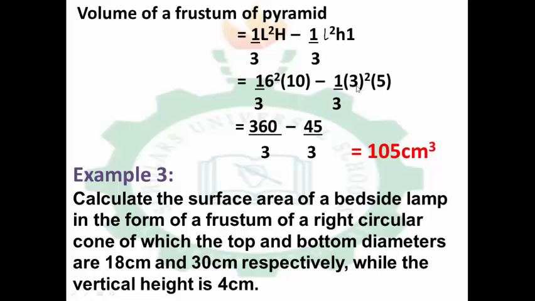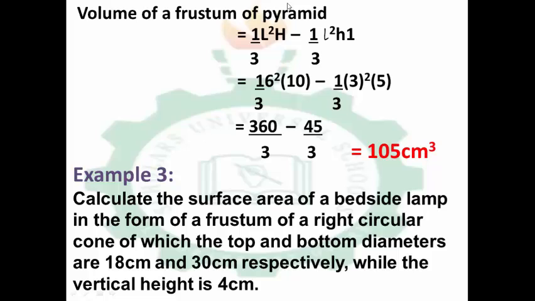Example 3. It says calculate the surface area of a bedside lamp in the form of a frustum of a right circular cone, of which the top and bottom diameters are 18 centimeters and 30 centimeters respectively, while the vertical height is 4 centimeters. Now putting this in a diagram, the diameter is given as 18 centimeters, then it means the radius will be what? 9 centimeters, half of that.